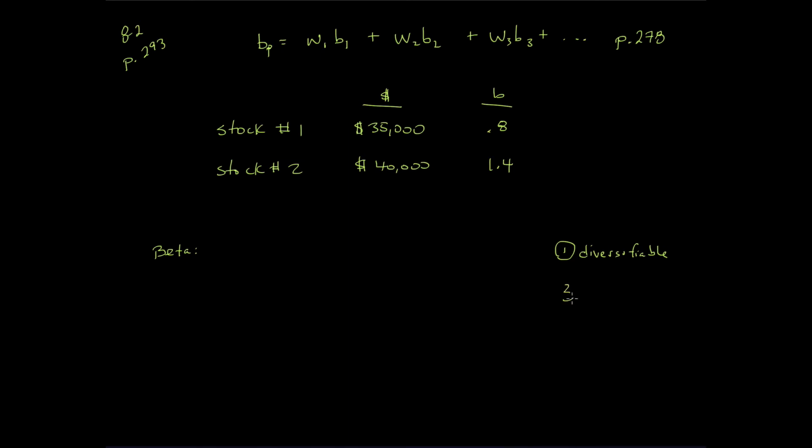The second type of risk is market risk, and it is risk that is always present. I can't do anything to get rid of it. No matter how much I diversify, I never can fully get rid of market risk.